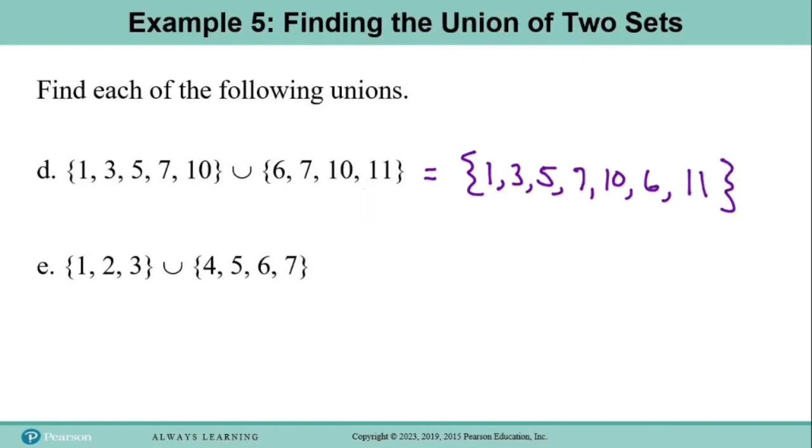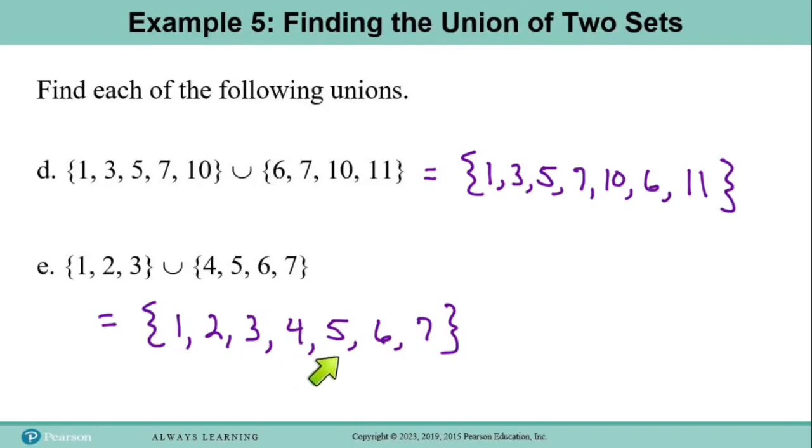For part E, we have the set containing 1, 2, and 3, union the set containing 4, 5, 6, 7. So we'll go ahead and put down the 1, 2, and the 3, and then none of the elements from the second set have been included yet, so we'll go ahead and put down all of those. And the union of these two sets is the set containing 1, 2, 3, 4, 5, 6, 7.